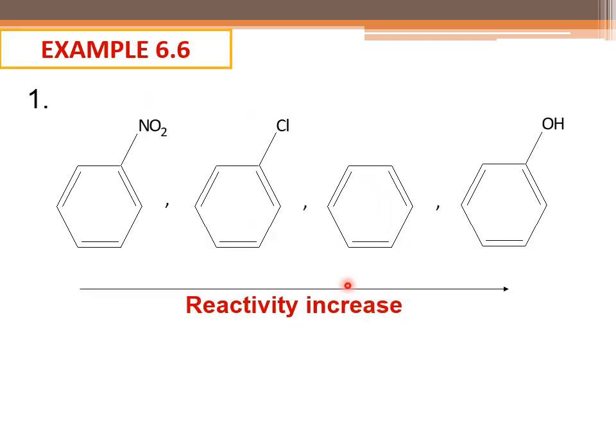As you can see here, in example 6.6, we should be able to arrange any benzene ring with substituent according to their reactivity. So we know that the hydroxy group is an EDG where it is going to activate the ring, so it has the highest reactivity, followed by a benzene ring on its own, followed by an EWG, but it is an ortho-para director. Ortho-para director is more dominant than the meta-director, which is the nitro group. So nitrobenzene would have the least reactivity among these four compounds.